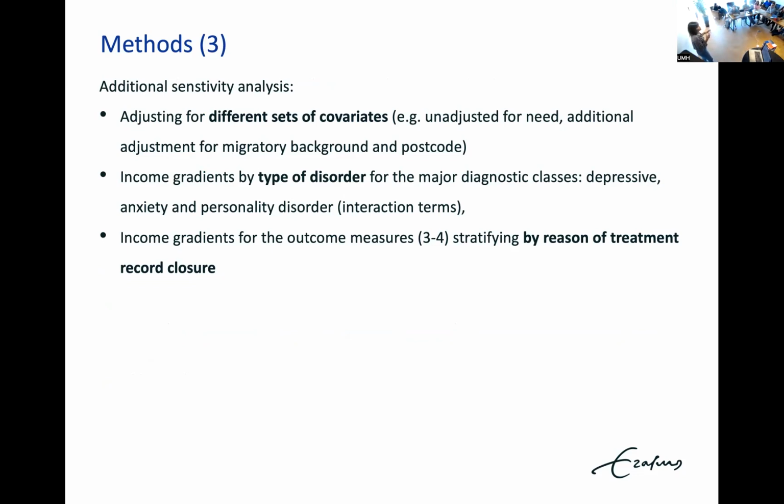And then, because it's maybe the trickiest part of our setup, we look a bit at the reason of closure to understand, one, if our outcomes are differing a lot by reason of closure, and if the inequalities in the outcomes are differing, and also if there are inequalities in the reason of closure itself, whether poor or rich people will have their treatment records closed more or less by one or the other reason. Yes.